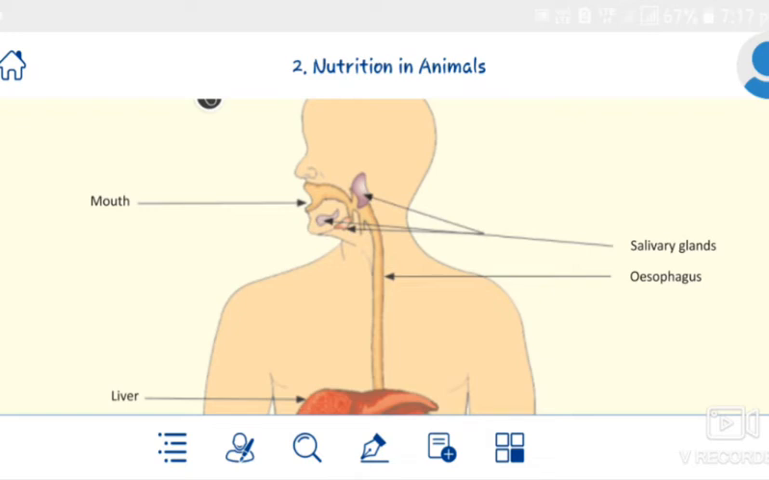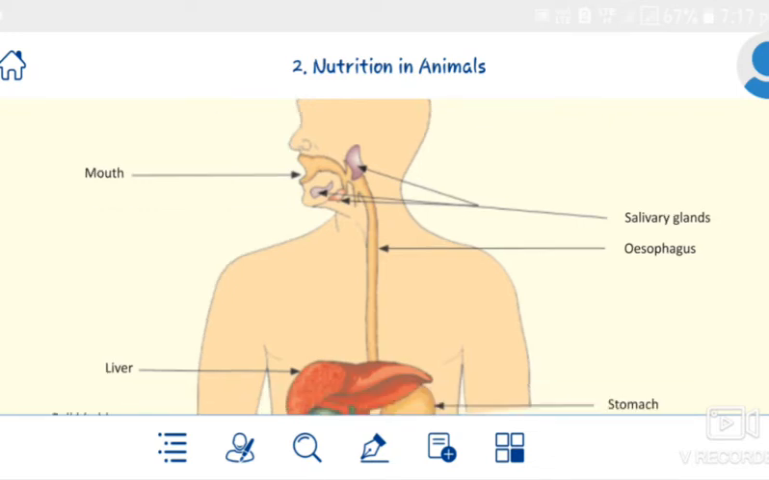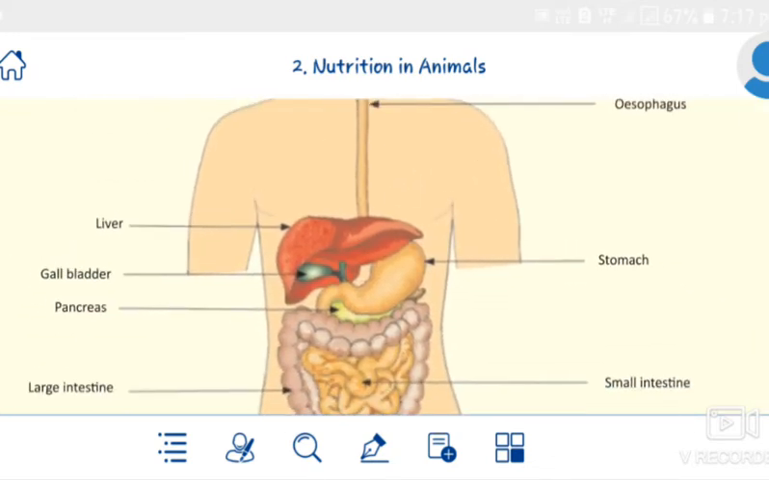Here you can see where the epiglottis is and where the esophagus is. Then the food passes through the esophagus and reaches the stomach. So what is the stomach and what does it do? You can see this picture.